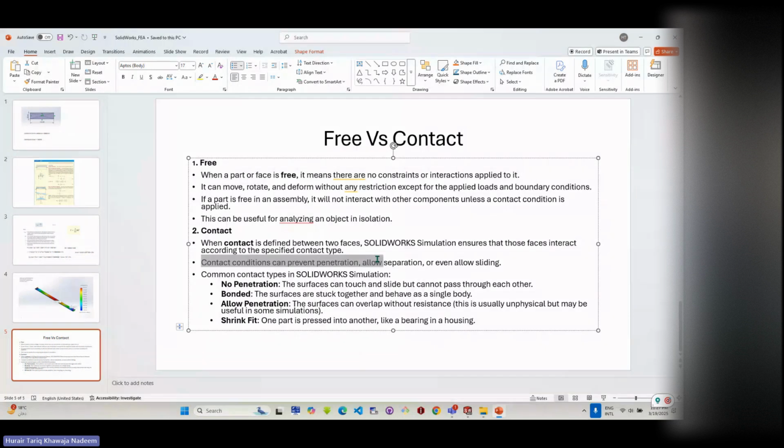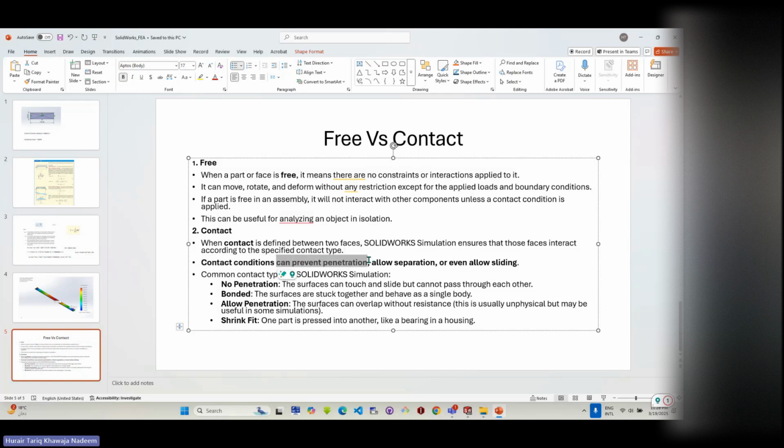Contact conditions can prevent penetration. This is important. No penetration is allowed, but in the free option, penetration is allowed. Even sliding is possible, and separation is allowed. You can separate. Sliding is allowed, but penetration is not allowed. This is a very important point. You need to understand this. Okay, is there any problem with this one?